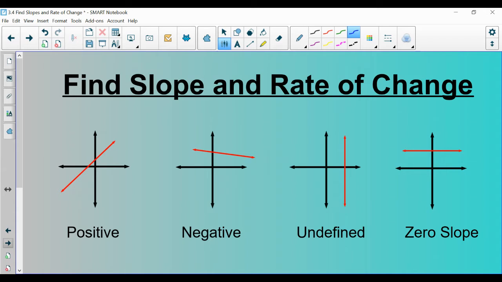Before we do that, slope can have four different labels or characteristics that we're going to use to describe it. We can use a positive slope, or an object can have a negative slope, or an undefined slope, or a zero slope. When you are looking at positive or negative, you're always reading them from left to right. So as you go from left to right, is it going up? If it's going up, then it's a positive slope. As you go from left to right, is it going down? If it is, then it's a negative slope. An undefined slope is a vertical line, and a zero slope is a horizontal line.